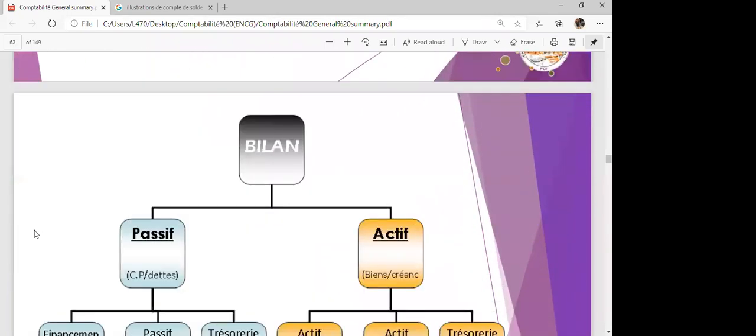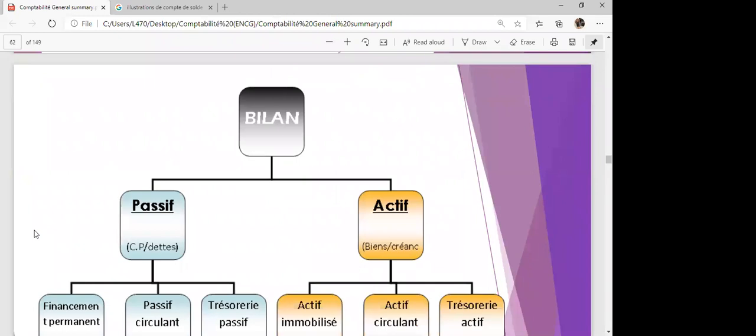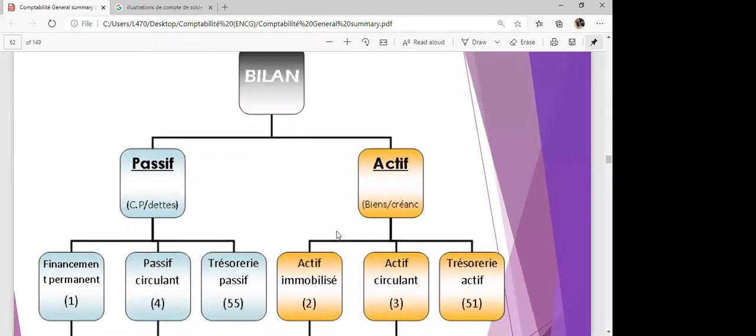So this is how the bilan is drawn. Its main distinction is between actif and passif. Then from there, we have subdivisions of those. So starting with the actif, which is the debit side, the subdivisions are actif immobilisé, which is the first one. Actif immobilisé would be fixed assets. Yes, fixed assets.